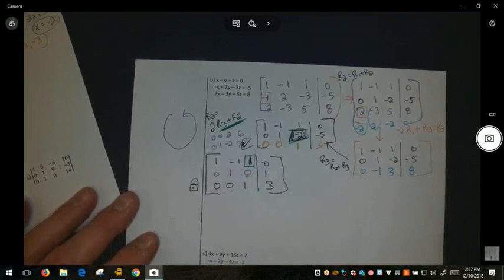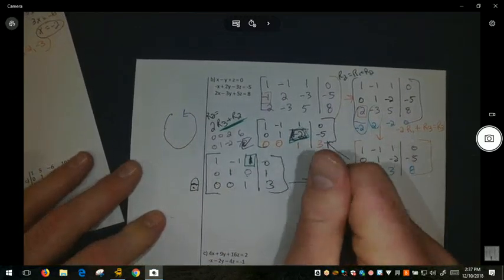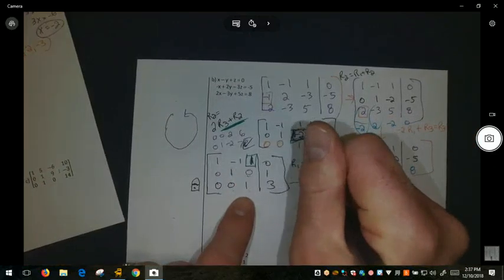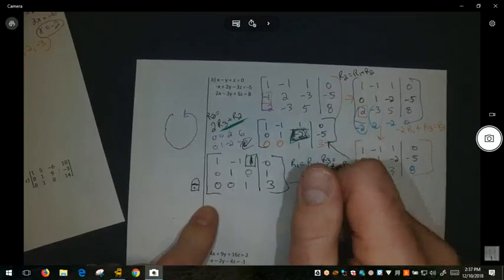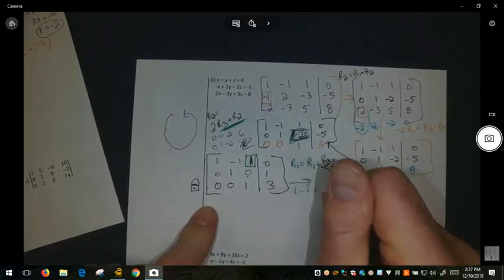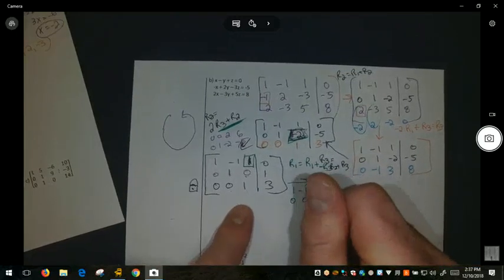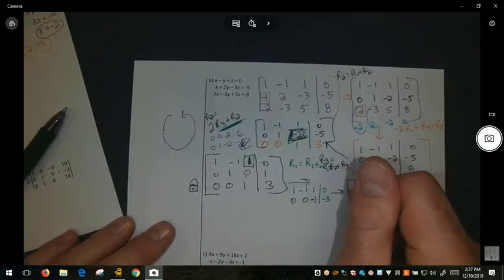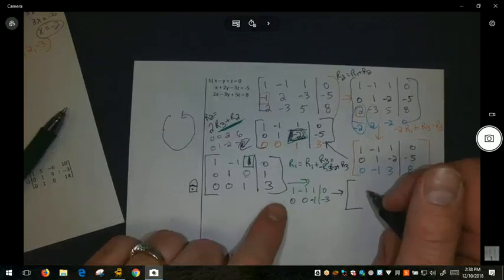So now, to get this one up here, I'm going to use rows 1 and 3. Using rows 1 and 3, I'm going to do row 1. My new row 1 will be row 1 plus the opposite of row 3. So row 1 was 1, negative 1, 1, 0. Row 3 is 0, 0. I'm changing the sign, negative 1, negative 3. This gives me my new matrix of, changing row 1 now.